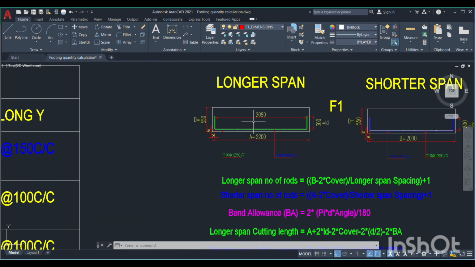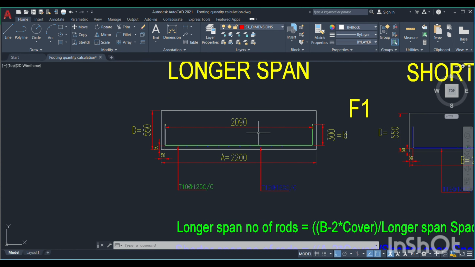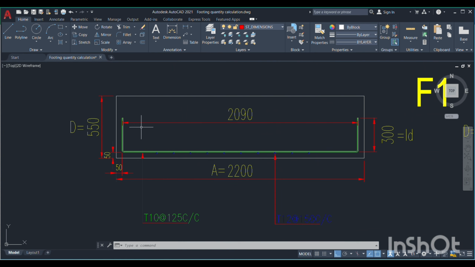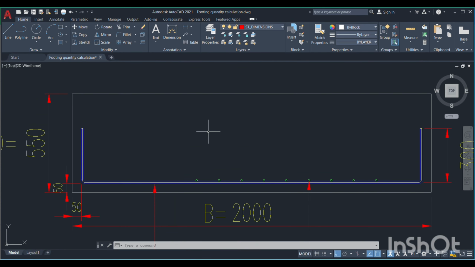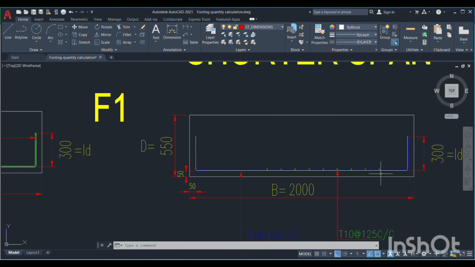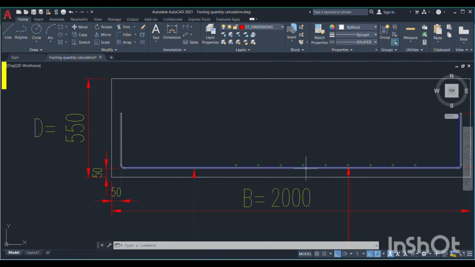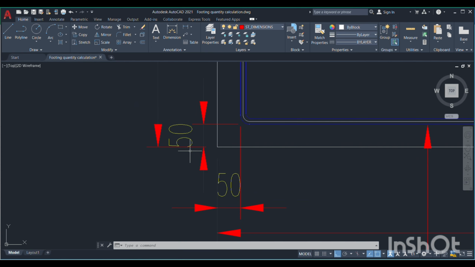You see, if you are taking the longer span, the rods will come in the top, and the shorter span rods will come in the bottom. If you are going to take the shorter span, the shorter span rod will come in the bottom and the longer span rod will come in the top, and the clear cover is 50 mm. Clear cover means from the face to the concrete surface is 50 mm.